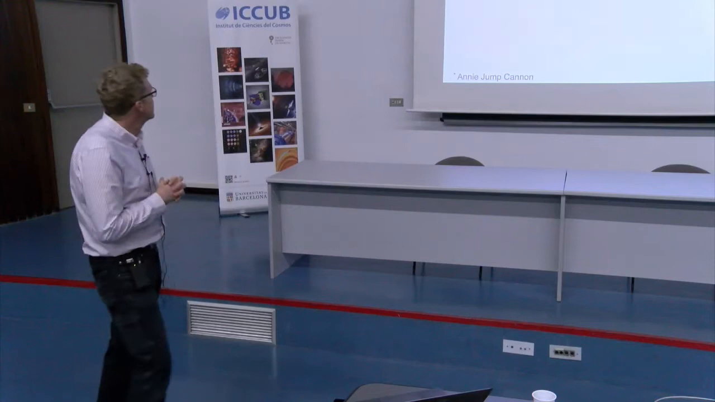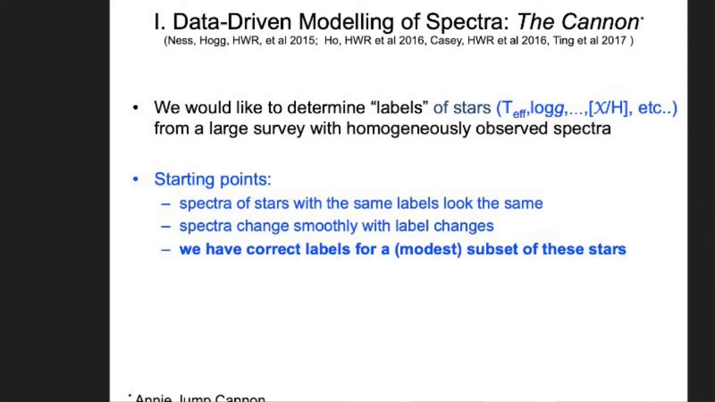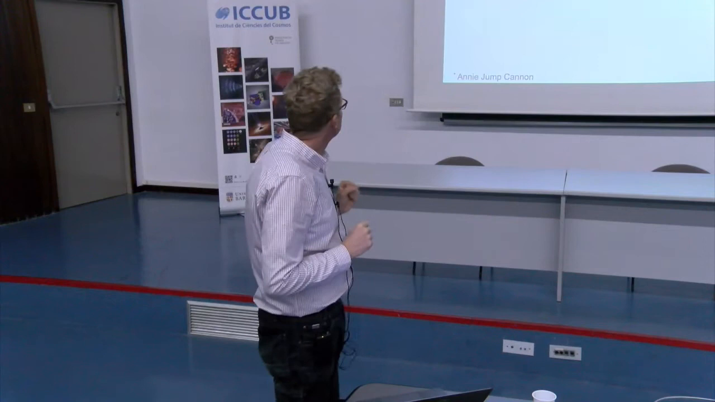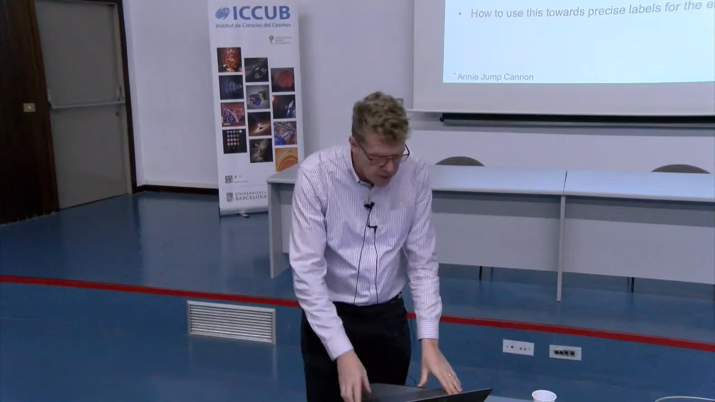The first one is the spectra of stars are essentially deterministic. That is, stars that have the same mass, radius, age, composition, etc., yield the same spectra. That's not true for some stars. You know, M dwarfs have blotches and this kind of stuff, but broadly it's true. The second thing is, spectra change smoothly as you crank up the temperature or the log g. And the last assumption is we have those labels for a subset of points. And now we want to industrialize this.